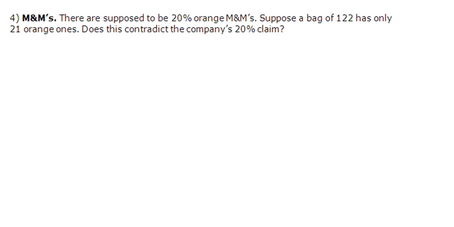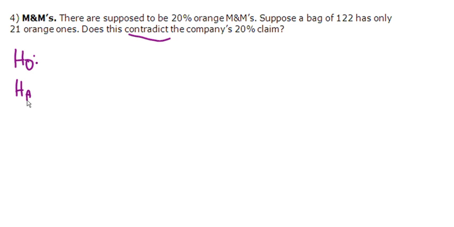Okay, here's example 4. So we're going to start the same way. So we start with our hypotheses. It says there are supposed to be 20% orange M&Ms. Suppose a bag of 122 has only 21 orange ones. Does this contradict the company's claim? So I start with my null hypothesis and my alternative hypothesis.